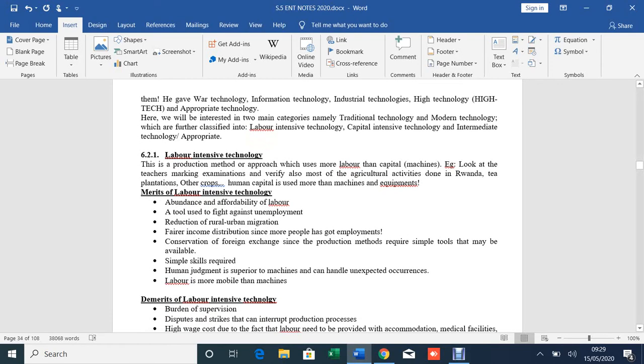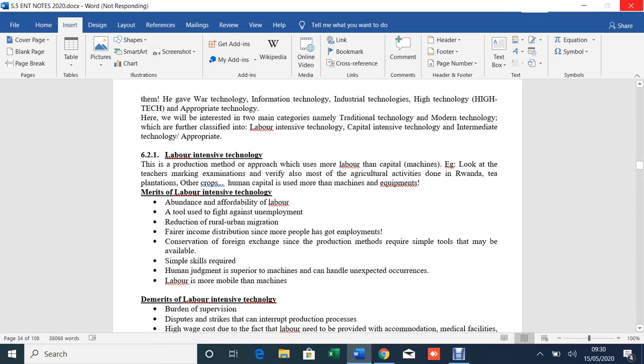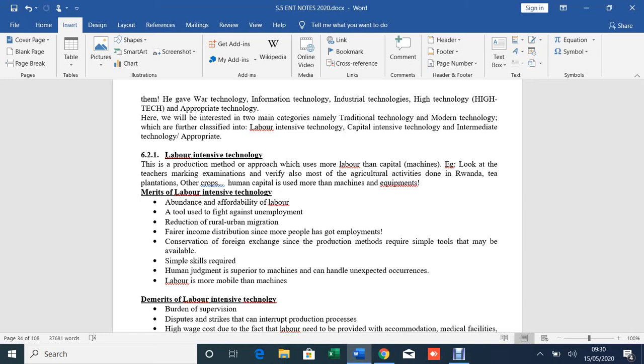There are different merits of labor intensive technology, and advantages of using it as a tool to fight against unemployment and reduce rural-urban migration. It helps make a fair income distribution between people in our country. Only simple skills are required; you don't need more complicated knowledge. Labor is also more mobile than machines, because it is simple to move people to the businesses.